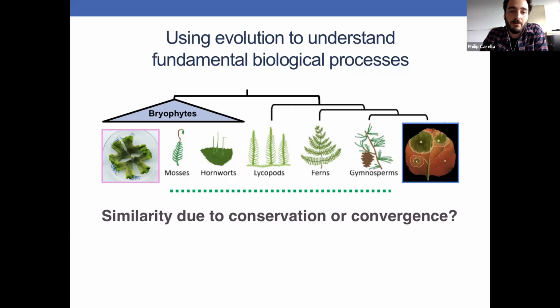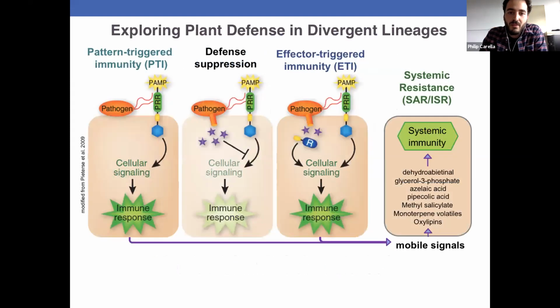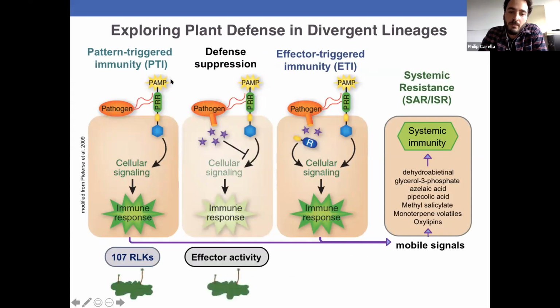So moving forward with my group here at JIC, I want to take a look at some other, let's say, underrepresented plant lineages to sort of tackle this question and to better define the evolutionary framework that's underpinning plant defense in land plants. And here we can also explore some well-known plant defense, plant immunity pathways. And Marchantia is particularly useful for this because it has a number of cell surface receptors that are involved in pattern-triggered immunity. We can also see pathogen effector activity in liverwort cells, which is suppressing plant immunity.